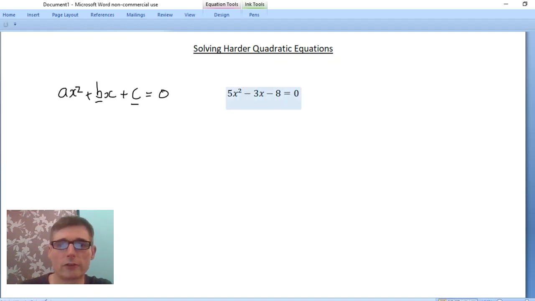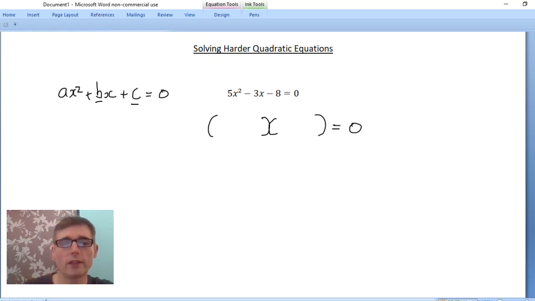Now, if we're doing it by factorisation, we're attempting to put the quadratic into two brackets. So we're attempting to factorise it and then still make it equal to 0. The AC method makes it easier to find the values that do go into these brackets.